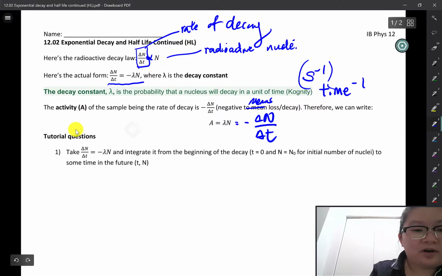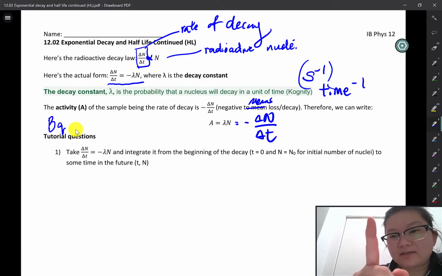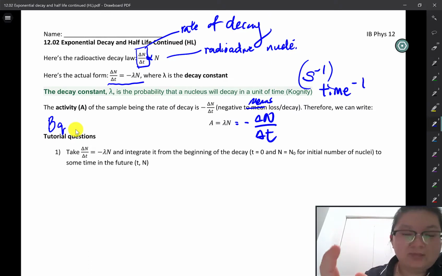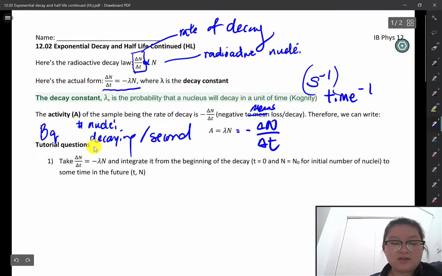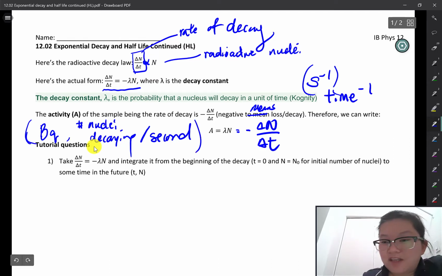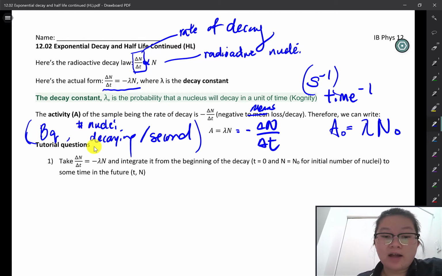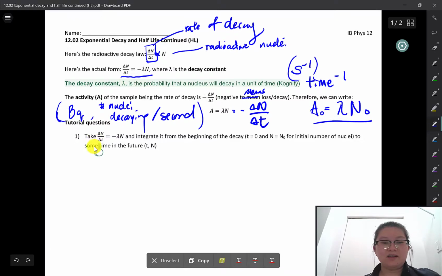A recap from before, the activity is measured in Becquerel, which is the number of decays happening per unit of time, usually in seconds. So there you go, number of nuclei decaying per second. Okay, so that is the unit of Becquerel, which you might see in questions. Also keep in mind that the initial activity of a sample is equivalent to the decay constant times the initial amount of radioactive nuclei. Okay, so keep that in mind as well. All of this stuff is definitions.